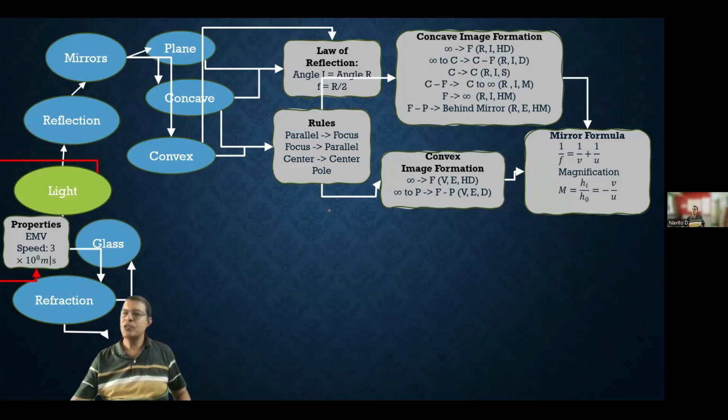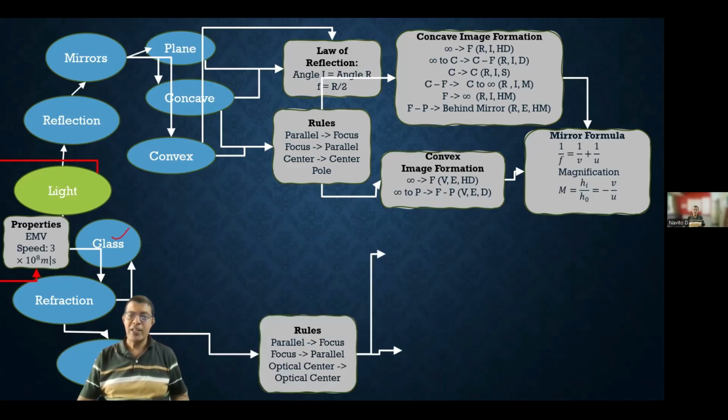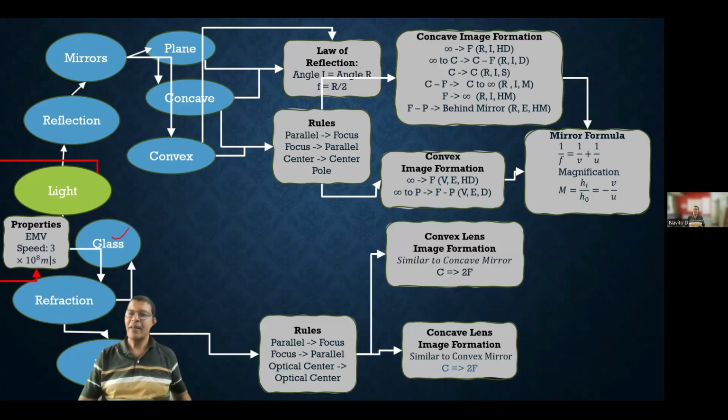We have seen positive here and then negative for magnification. Then we have seen for refraction. For refraction, we have taken glass. Then we have seen behavior with lenses. And then we have seen the rules for lenses. Parallel means focus, focus to parallel, optical center to optical center. We have seen convex lens image formation. Convex lens image formation is very similar to concave mirror. You can represent, for convenience sake, that center of curvature is nothing but 2f. Okay, 2f1 or 2f2.